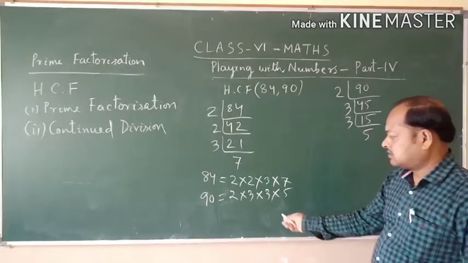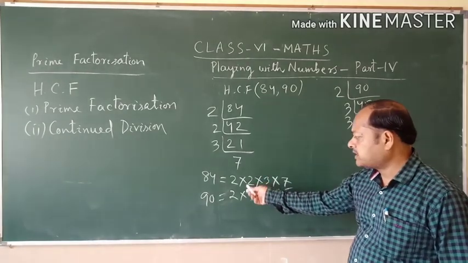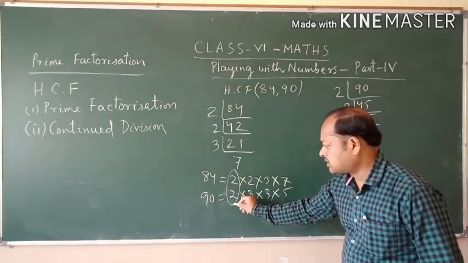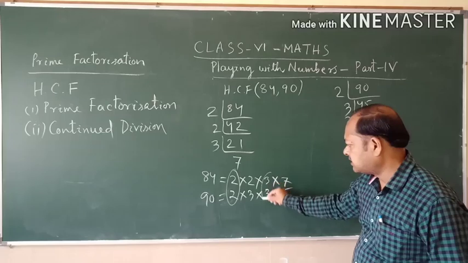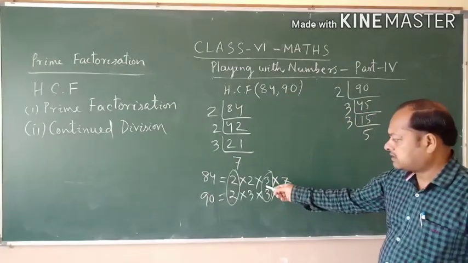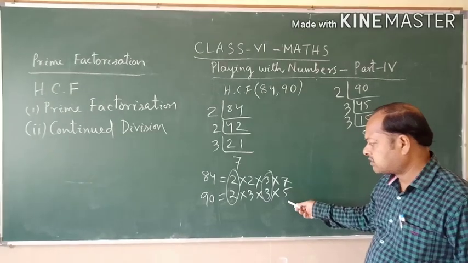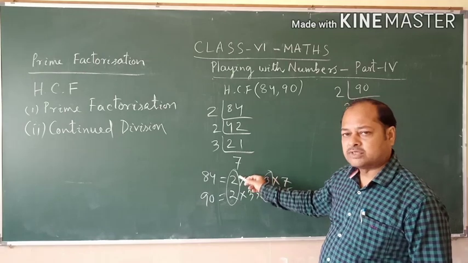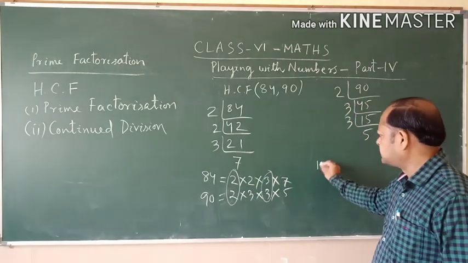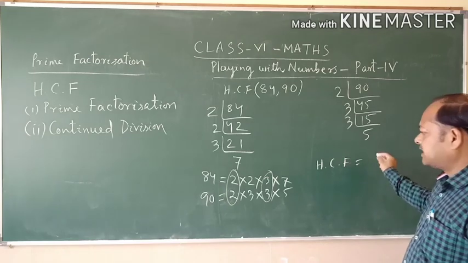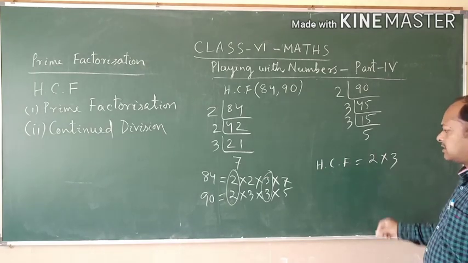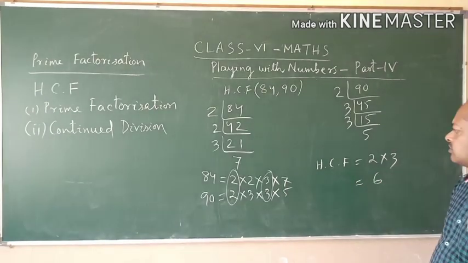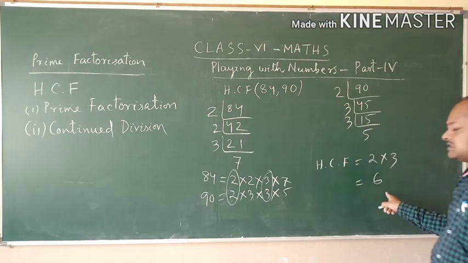So we see here that in both cases the number 2 is coming, and again 3 is coming in both cases. But the other 2, the 7 and the 5 are not repeating. That means the number 2 is repeating in both cases, and number 3 also. So HCF by this method equals 2 into 3, because 2 is common and 3 is common. So 2 into 3 is 6. We find that the HCF of 84 and 90 is equal to 6.